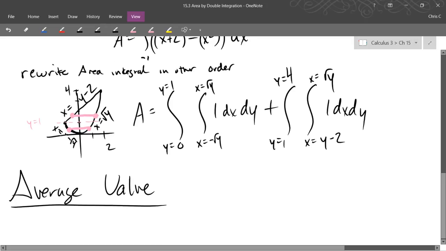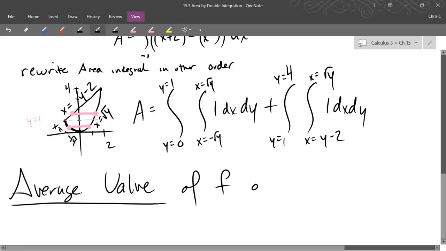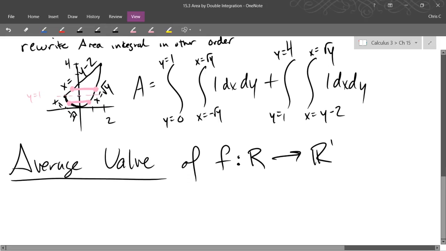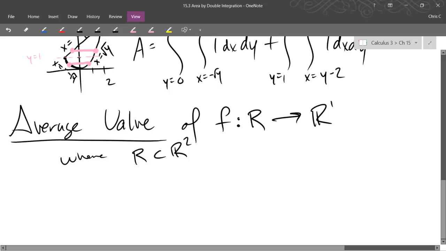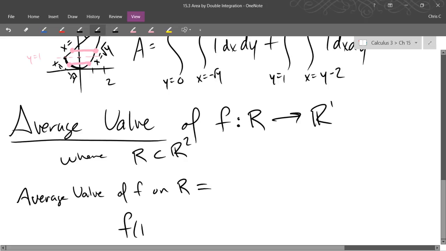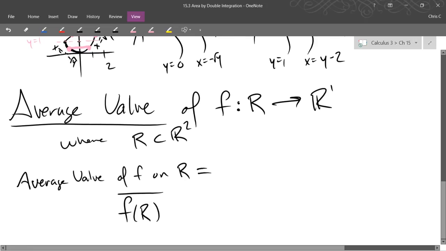So average value is what we're going to look at next. Of f, which is going to go from some region into R1. So we're assuming our region is two-dimensional. Trying to think of a nice way to write that mathematically. F of R bar. I feel like that means something else. That's good enough for now. We'll say that that's the average value of F over the entire region R.